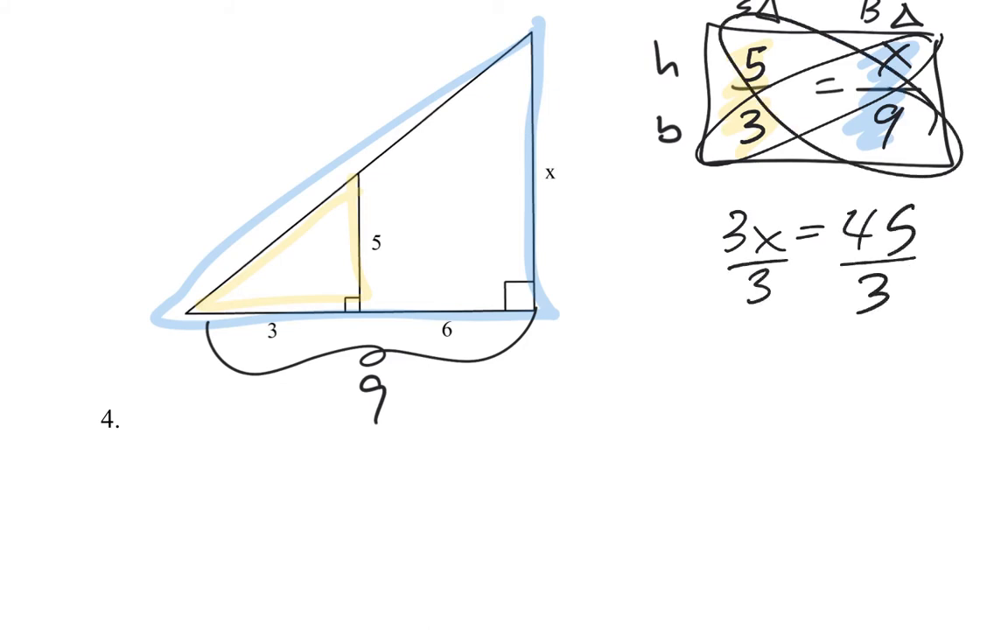And then solve. Divide both sides by 3, I would get 15. So x equals 15. Okay, pretty simple. Let's go on to the next page.